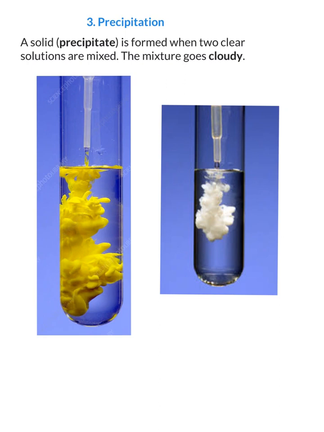As you can see from these two pictures, there were two clear solutions, one still inside of the pipette, but when they're mixed together, you either get a bright yellow one, which is called lead iodide, or the white one in this case is called silver chloride. But if it goes cloudy and they were both clear before, it's a sign of a chemical reaction.